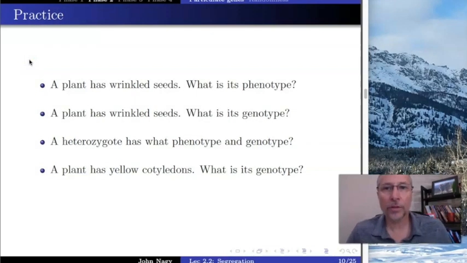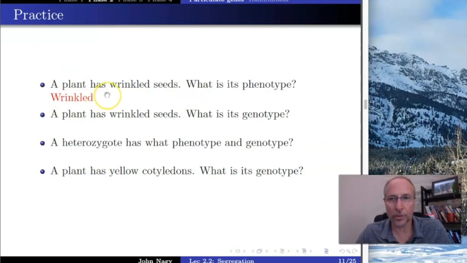So the previous segment of this lecture ended with these questions, so let's go through them. A plant has wrinkled seeds. What is its phenotype? Well, this one's easy. The wrinkled seeds is how the thing looks, so the phenotype is just wrinkled.